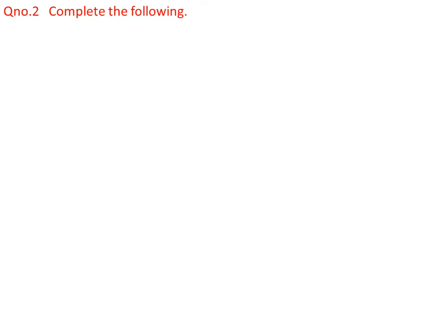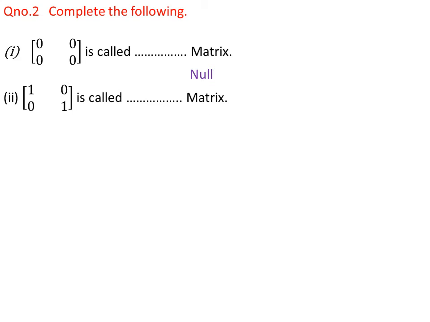In this question we have to complete the following statements or we have to fill the blanks. First one is the matrix with the elements 0, 0, 0 and 0 is called dash matrix. We know that if all the elements in a matrix are 0, then this is called a zero matrix or null matrix.